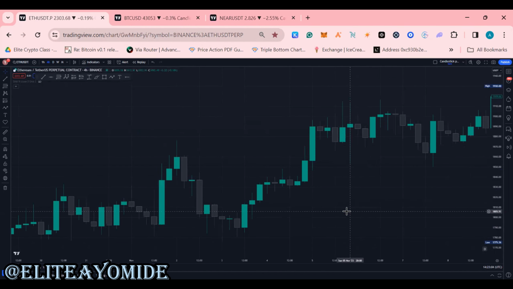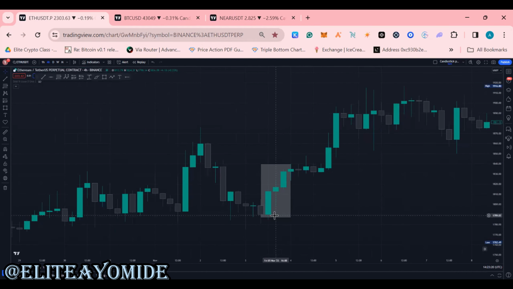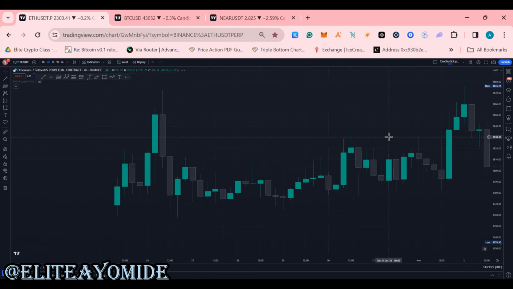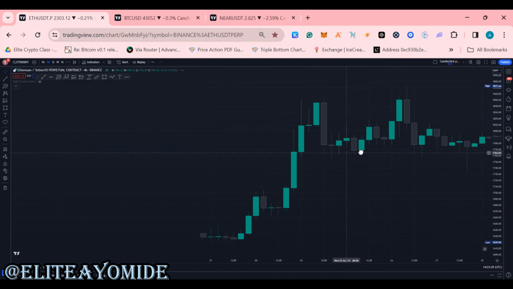Now the next one I'll be teaching is the 3 soldiers. The 3 soldiers is just 3 consecutive bullish, or green, candlesticks that follow each other. So you can see this 1, 2, 3. 1, 2, 3 here. You can see this region, right? This is the 3 soldiers. When it forms, it shows that the market will continue going up. 80% of the time, whenever it forms, the market continues going up.